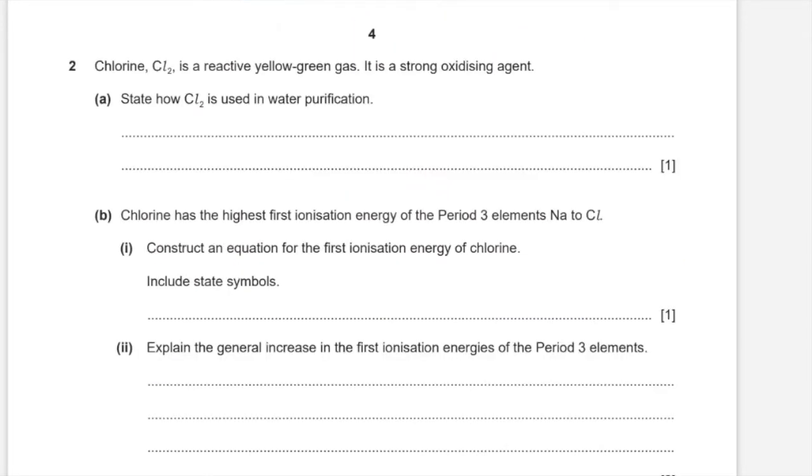Chlorine is a reactive yellow-green gas. It is a strong oxidizing agent. A. State how chlorine is used in water purification. It's used to kill microorganisms like bacteria present in the water.